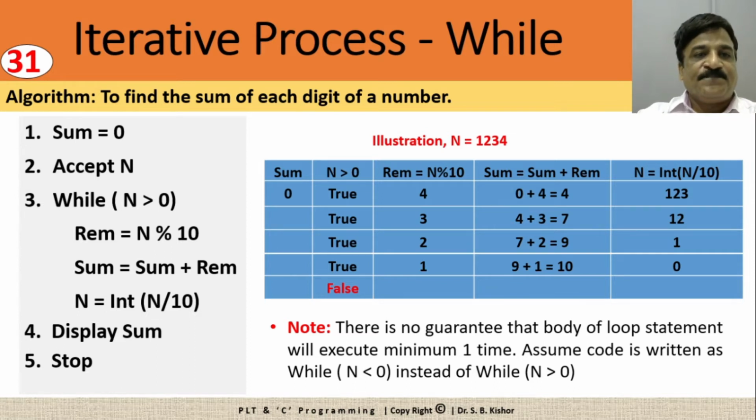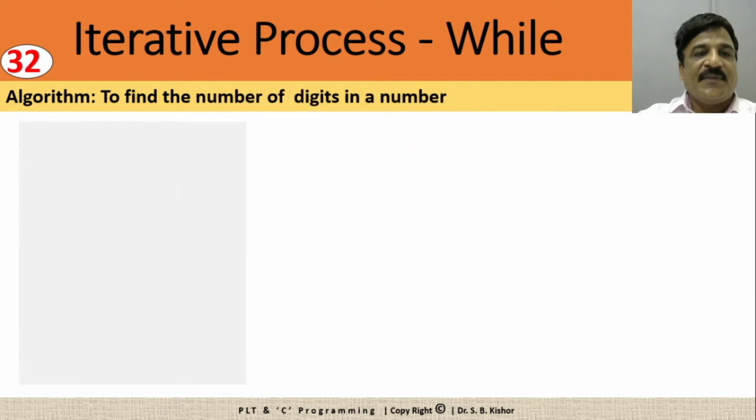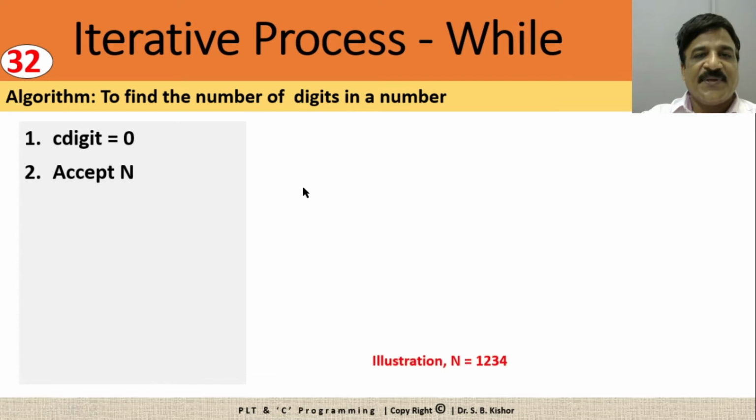Now to find the number of digits in a number, we need to find out the number of digits that are held in that particular number. So initially assume the number of digits is what? 0. It means we are counting. Then accept the value of n. Assume again it's 1234.